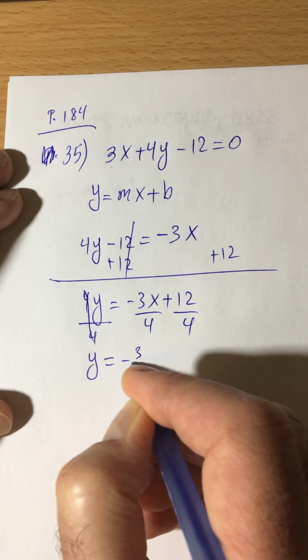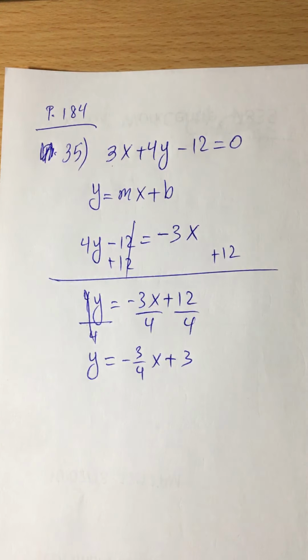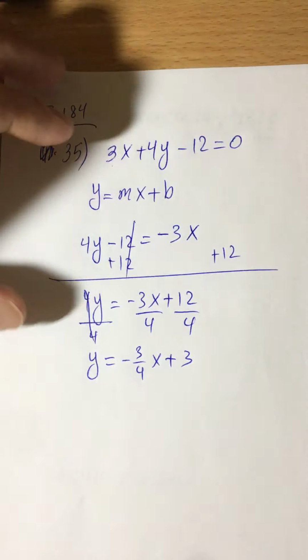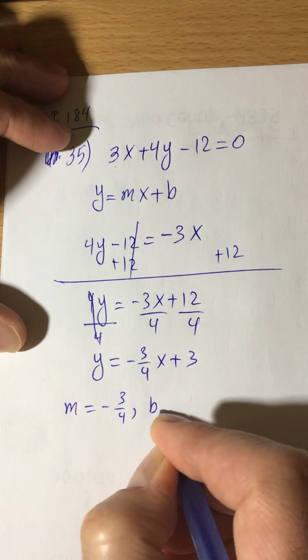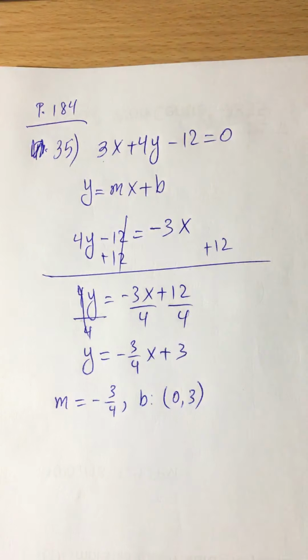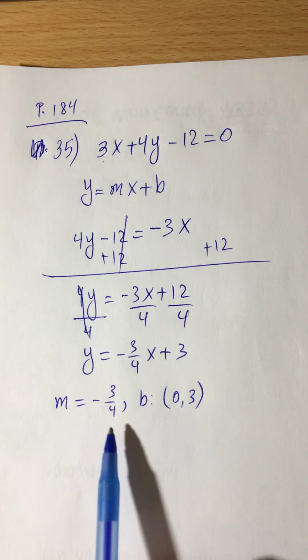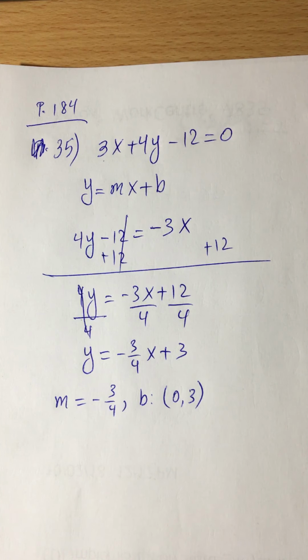y equals negative 3/4 of x plus 12 divided by 4 is 3. There you go. That's the equation in slope-intercept form. What is my slope? My slope is negative 3/4. What is my y-intercept? It's (0, 3), because x for the y-intercept is always 0. If I were to graph this equation, I would get a line that would be falling. Why? Because the slope is negative. All right, so that was number 35.